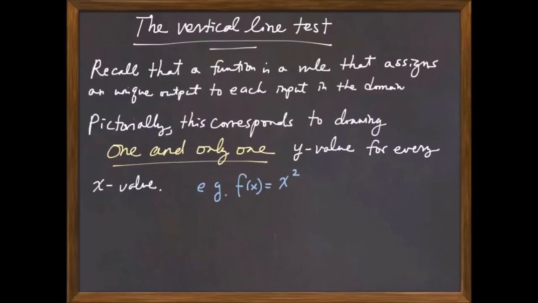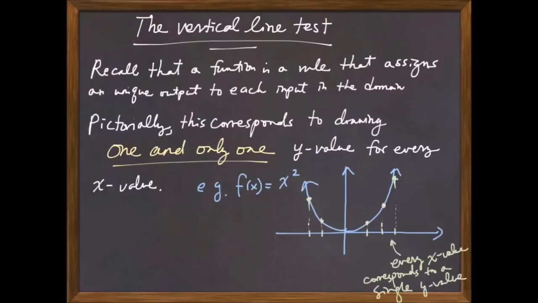For example, if you look at the graph of f of x equals x squared, which is a parabola that looks like this, notice that for each x value we pick on the x-axis, it corresponds to a single y value on the curve. Same thing happens on the negative side. For each x value I pick, I get a single corresponding y value on the curve. X squared corresponds to a function. So in this case, I could say that the graph here defines a function.